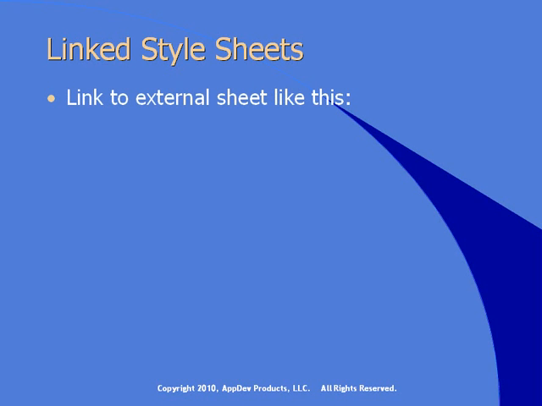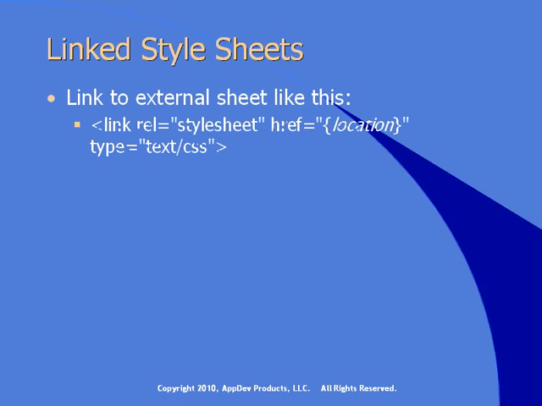You can link to an external style sheet in a number of different ways. For example, it's going to look something like this. You'll have a link. The rel equals stylesheet says it's a style sheet. We get an href which has the location, and the type equals text/css.